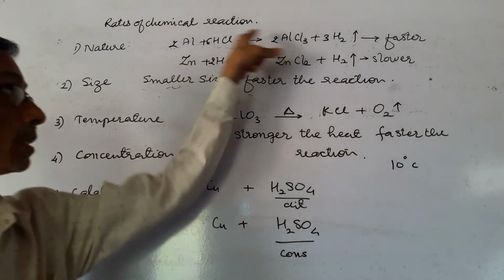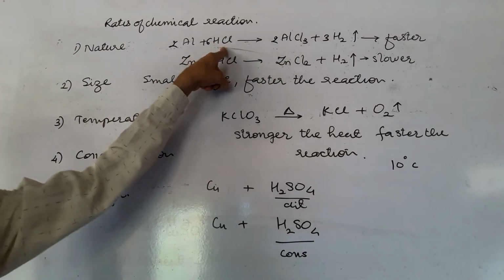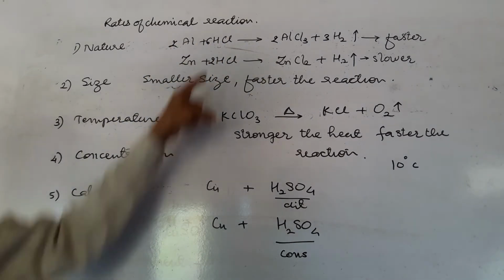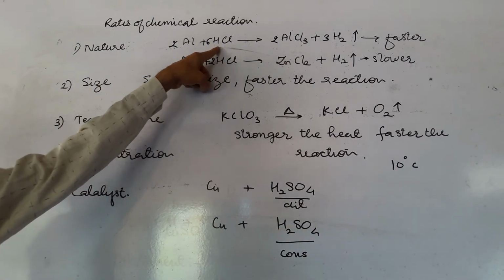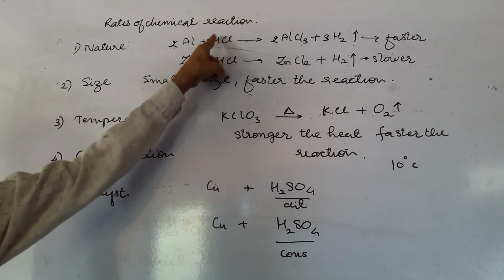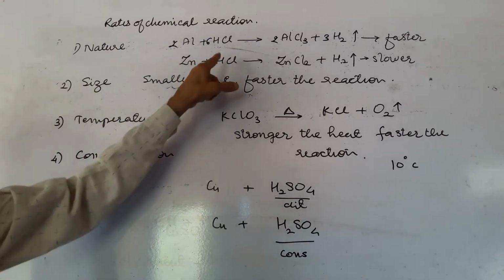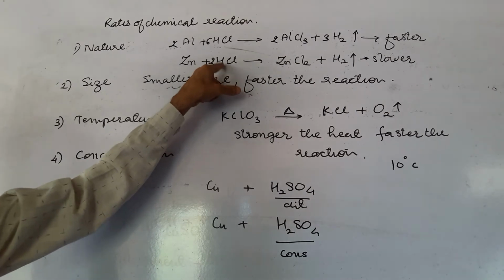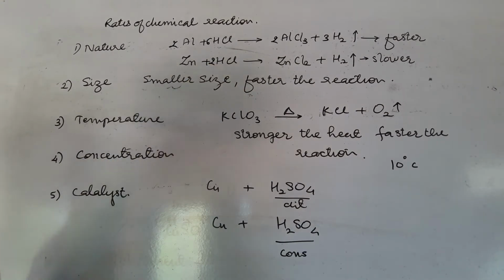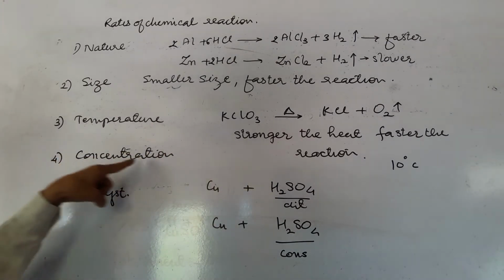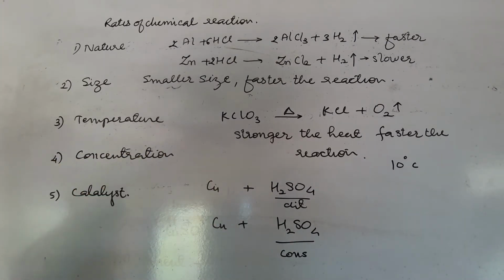Here also, if you take hydrochloric acid, stronger, concentrated hydrochloric acid, the reaction will be faster. Why? Because in concentrated hydrochloric acid there are more molecules of hydrochloric acid, and in dilute there is more water, so fewer molecules of hydrochloric acid are present, and that's why it depends on the concentration of the acids. So the more the concentration, the faster the reaction.